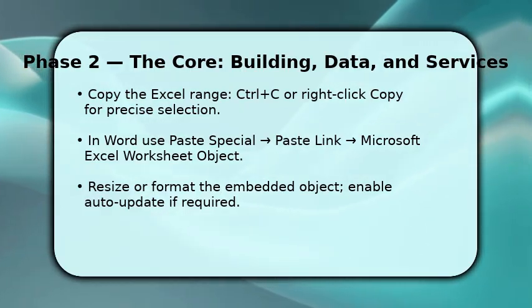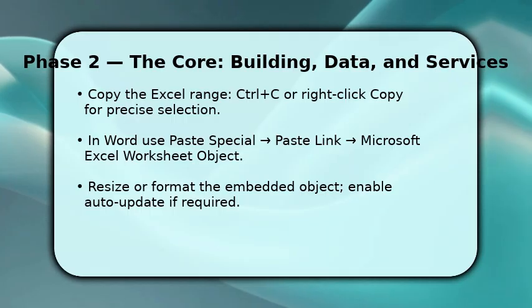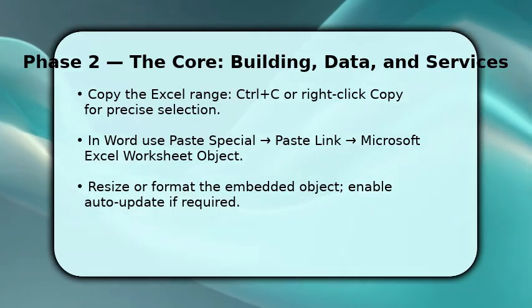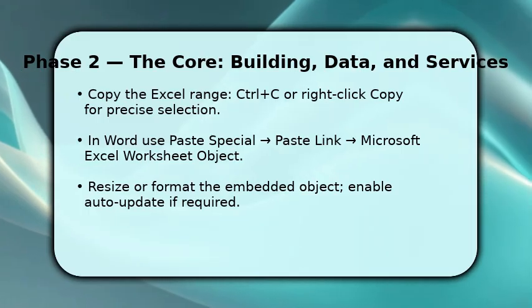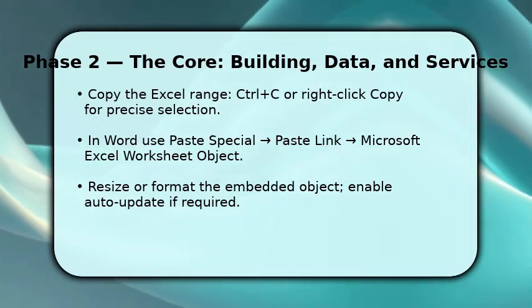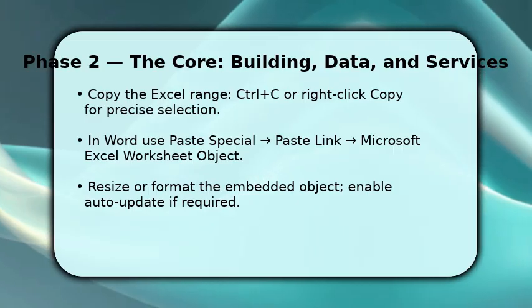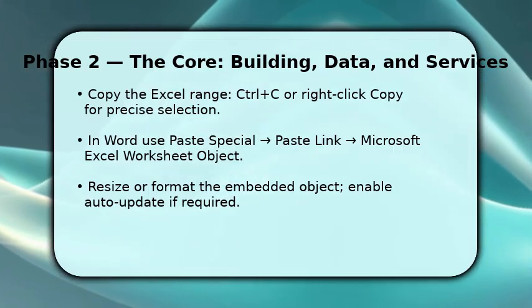Once pasted, adjust the object size and formatting so it fits your page. Right-click the object and check link options to enable automatic updates when the source file changes. Make sure both files remain in a stable folder. Relative paths finish by testing the connection.